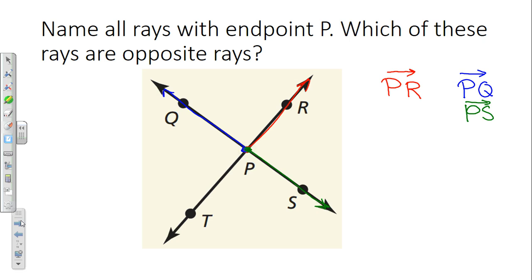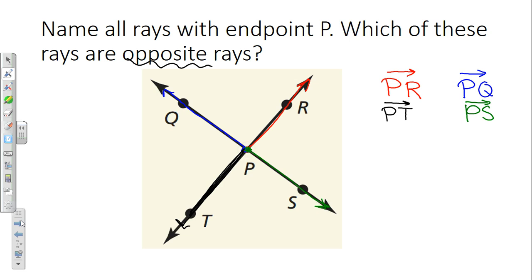So far, so good? All right, what's our last ray that has an endpoint of P? PT. You see how having colored pencils or what have you sometimes helps you do some of this? PT is this other one, and PT starts at P, heads in the direction of T, and to make life simpler, we always make the arrowhead go to the right. So far, so good?